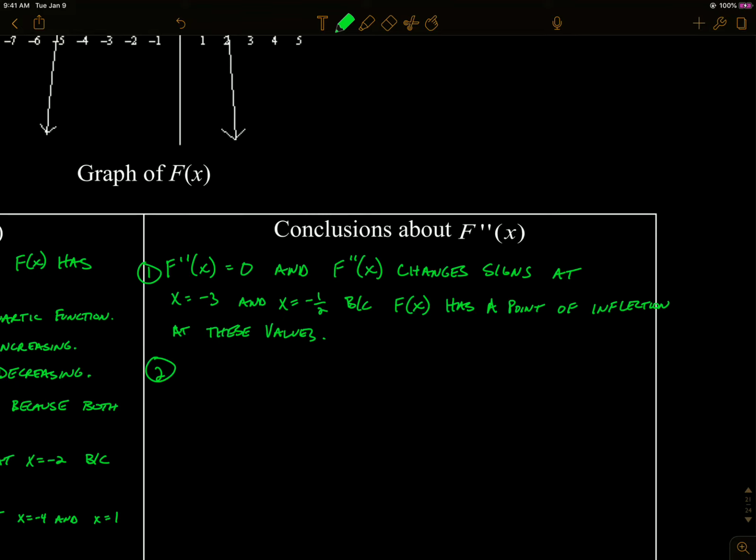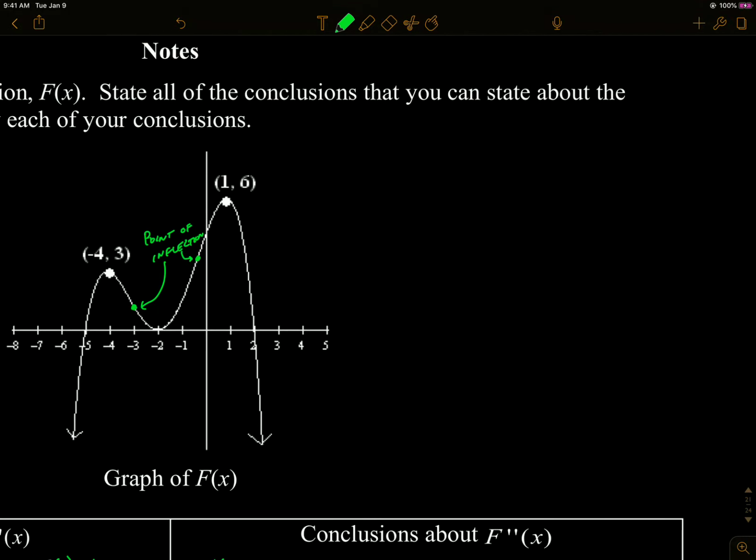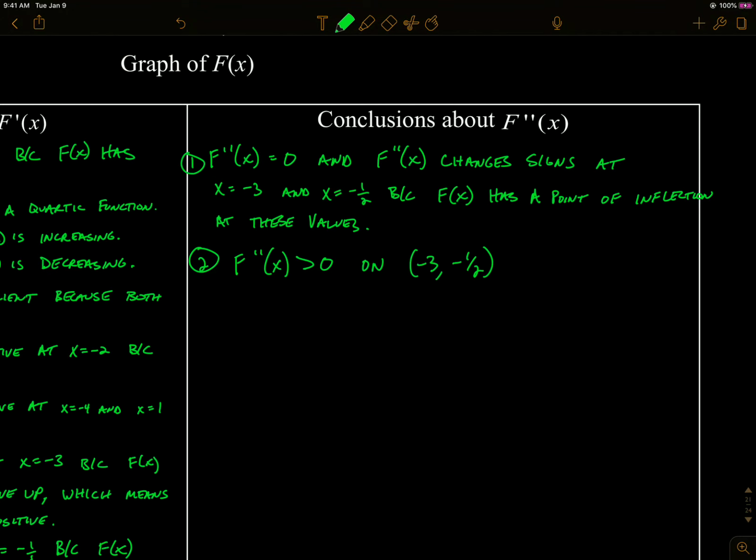The second thing I know is once I know where the second derivative is 0, I'm going to talk about where the second derivative is positive. It's positive on the interval -3 to -1/2. It's positive there, the second derivative, because f is concave up.